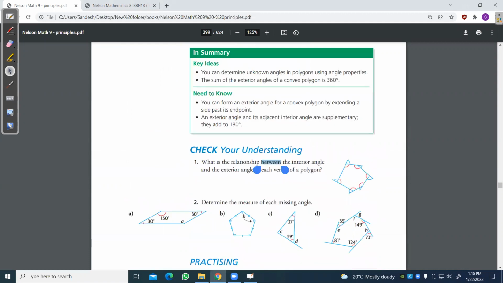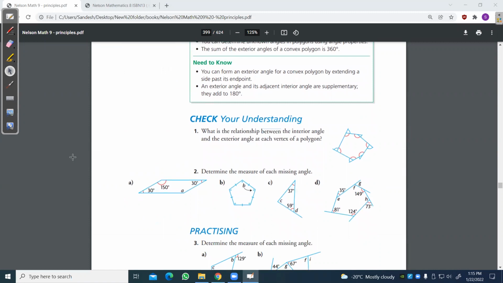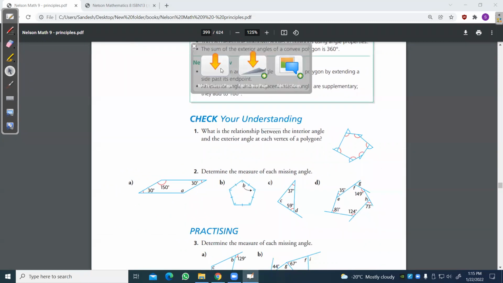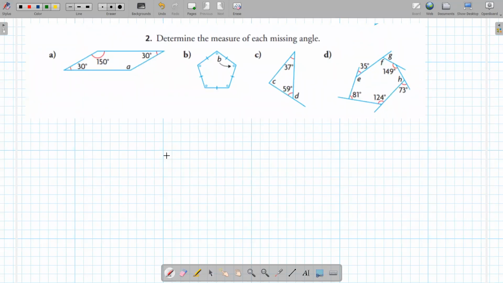Yeah, they did what we did. All right, let's try some of these. So let's look at A. It's asking us for this side here, yeah? How do you think we should approach this?